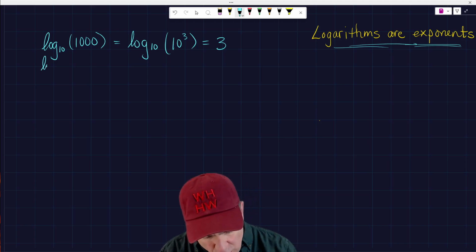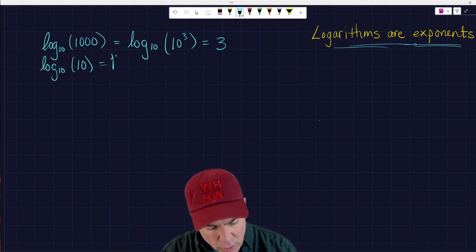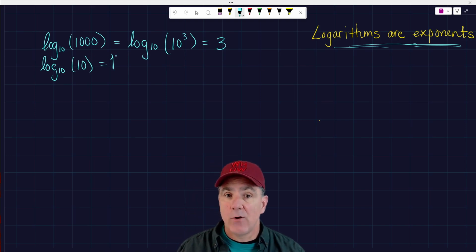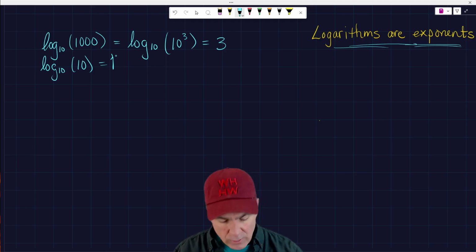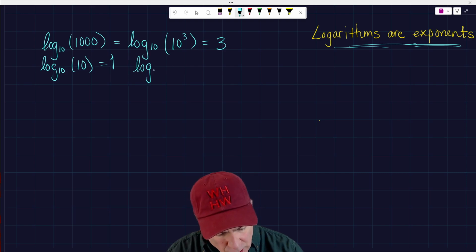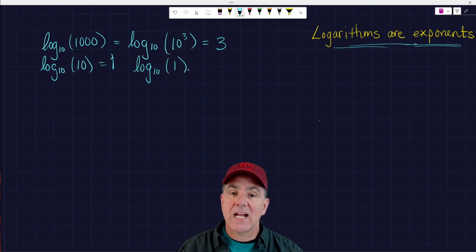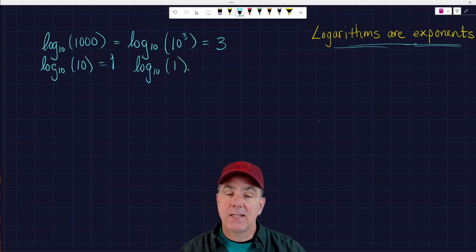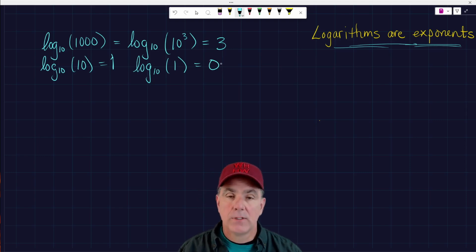Because of this, we know log base 10 of 10 is equal to 1. That seems very straightforward, and it's fundamentally one of the most important things that we do. Another really straightforward thing is log base 10 of 1. What's the exponent that I need to put on a base of 10 to come up with 1? That exponent is equal to 0. Logarithms are exponents. Let me write down another problem to help expand this idea.